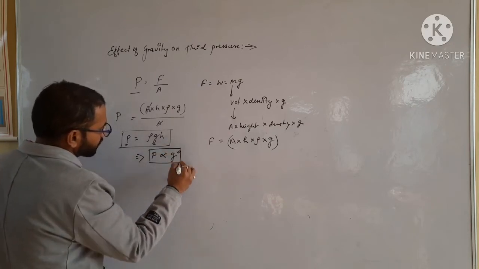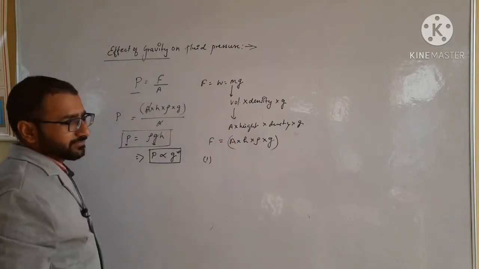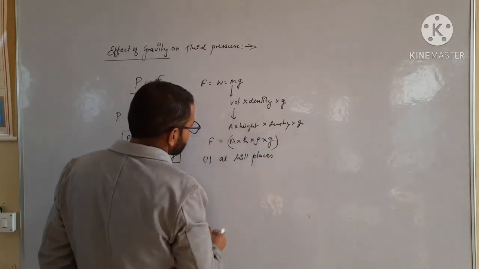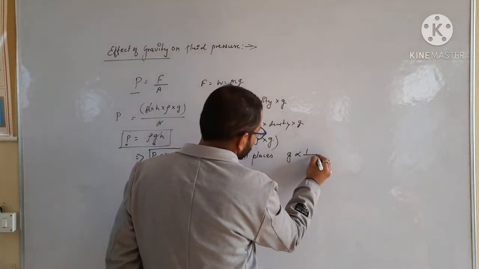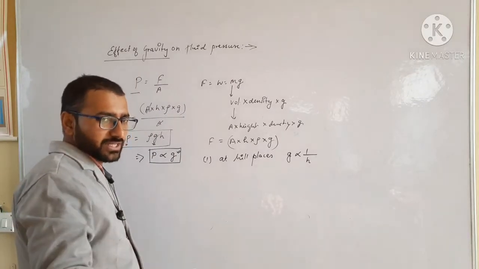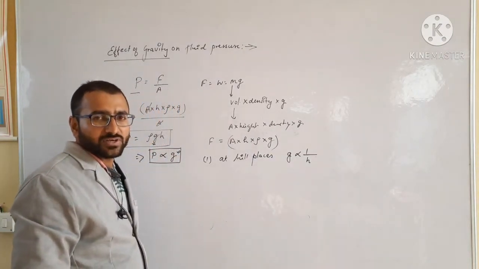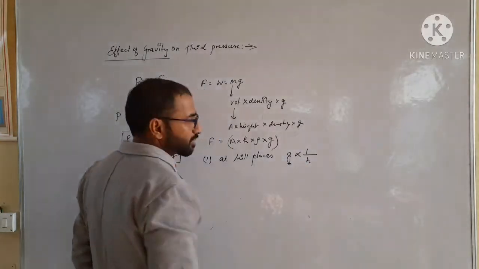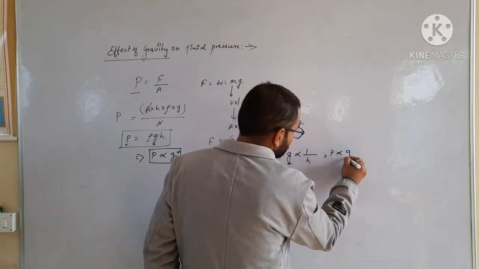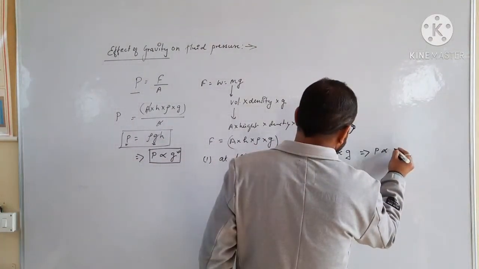Now we will focus on the value of g in different places. At hill places, you know that the value of g is inversely proportional to the height of the hill. Meaning when we move from plain areas to hilly areas, we know the variation in g, as we discussed in the gravitation chapter. So g is inversely proportional to the height, and we know that P is directly proportional to g also. So from these two we can write that P, which is fluid pressure, is also inversely proportional to h.